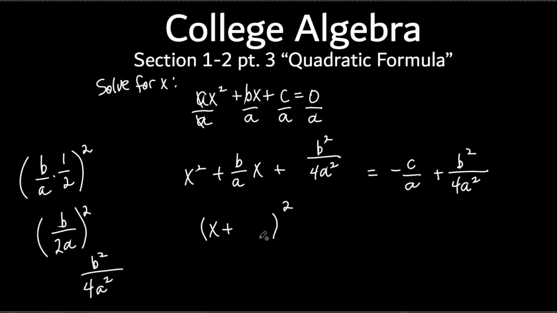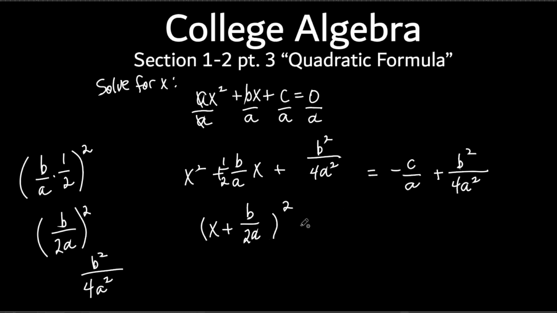Now, how do we find what goes here? Well, we could either take half of the middle one or square root this one. You get the same exact thing. So what do you get? B over 2a. Right? Because I took half of it. I multiplied it by a half to figure out what goes there. Or I square rooted this. What's the square root of b squared? It's b. What's the square root of 4? 2. Square root of a squared? A. Works either way, doesn't it?